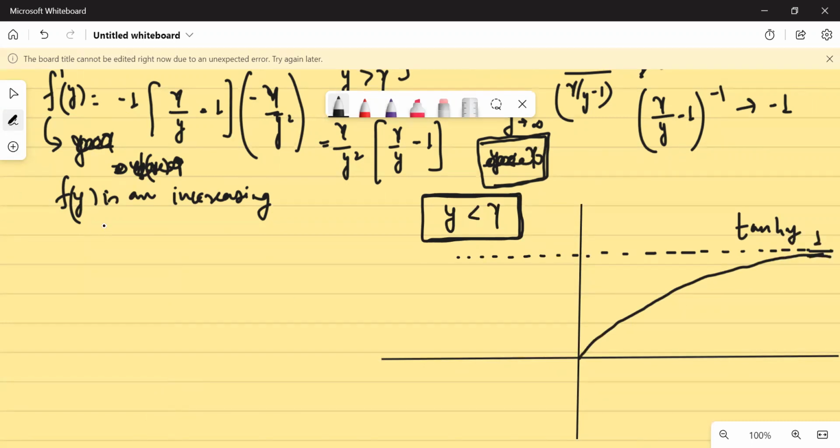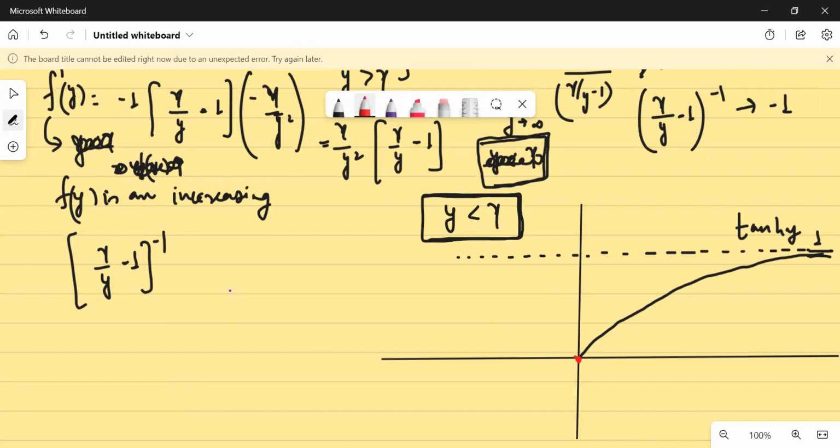Now, this particular graph, that is your gamma upon y minus 1 to the power minus 1. This also starts from 0 only. This we have seen, that at exact 0 it is not defined, but near 0 it is defined. Okay, is that clear to you? Is this understandable?